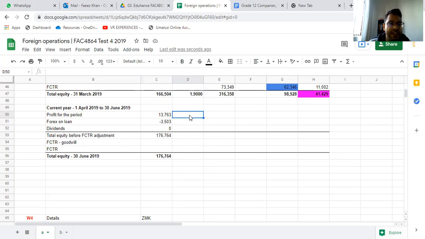Now we apply the forex rate. Because this relates to P&L, profit or loss, and P&L relates to a period of time, this period of time is 3 months. So the exchange rate we use is the average exchange rate for that period. So let's go have a look. The average for the 3 months ended 30th June 2019 is R1.55. So here it's 1.55.